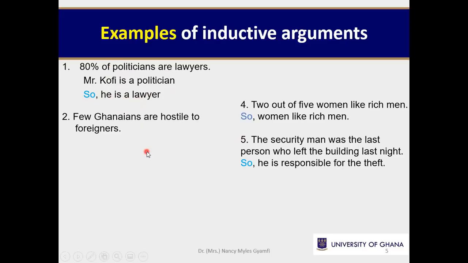So that is it. The second one: few Ghanaians are hostile to foreigners. Dede is a Ghanaian, so she's not hostile to foreigners. Look at this. We said few. Now we want to say she's not hostile. Few Ghanaians are hostile to foreigners. If we ourselves are saying few Ghanaians are hostile, and we say Dede is a Ghanaian, then she should rather be what?